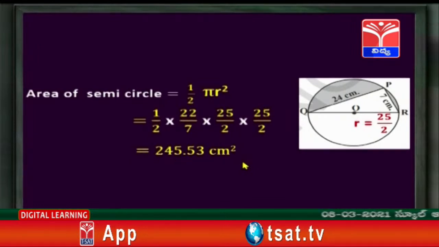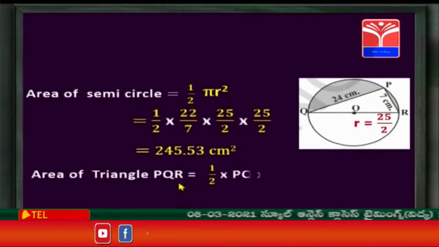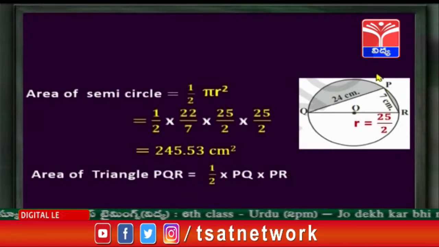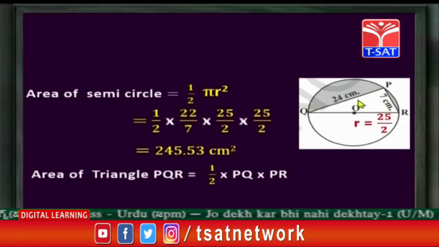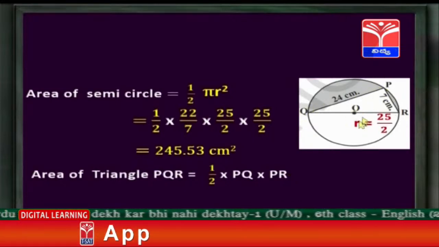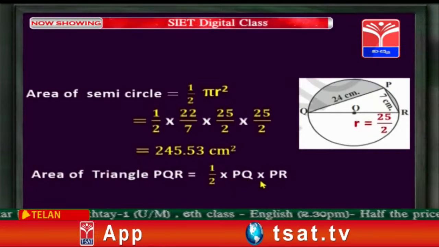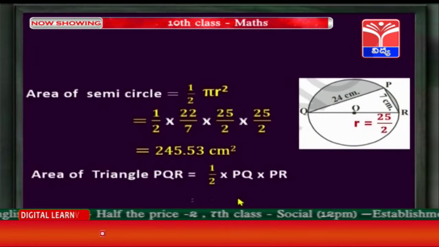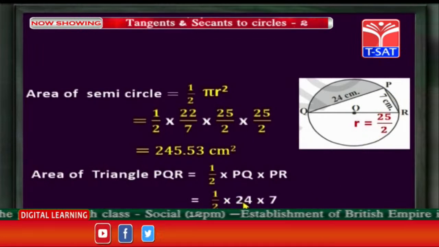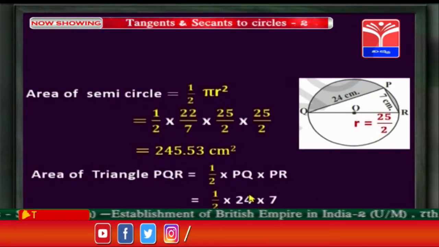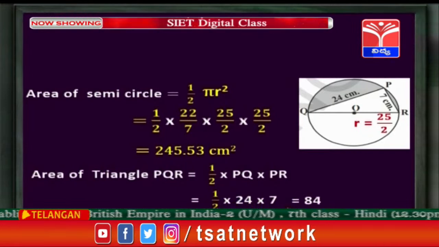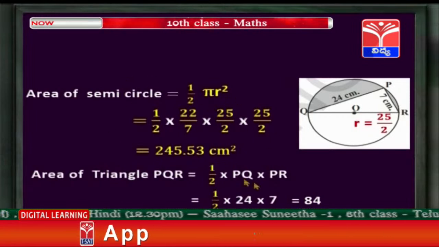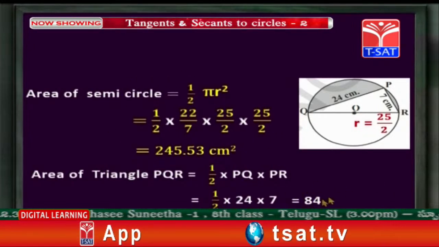Now, we need to find out the area of the triangle PQR. So, half into base into height. This is a right angle triangle, right? For a right angle triangle, we know the formula half into base into height. Here base is PQ and height is PR. We know the values of PQ and PR, half into 24 into 7. So, 2 ones are 2, 12 sevens are 84. Now, we got the values of the semicircle and also the area of the triangle.